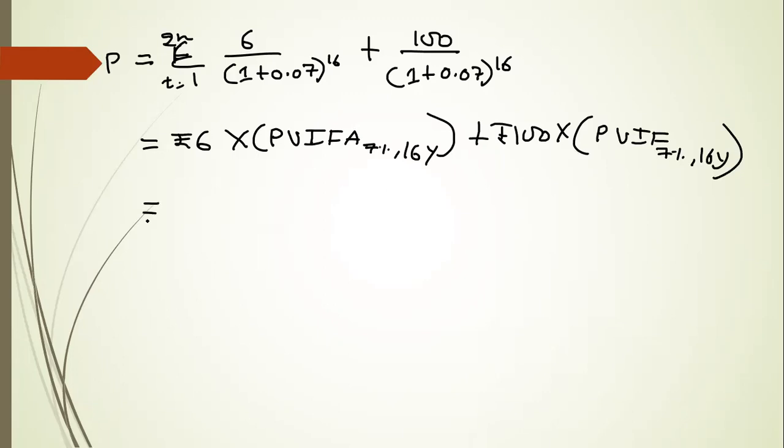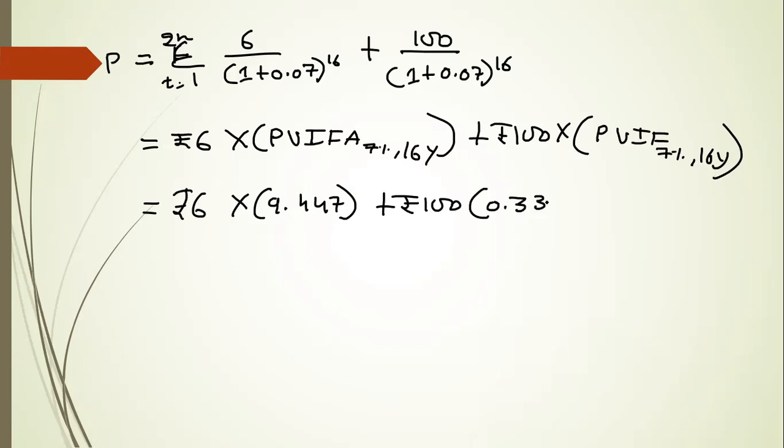So taking the values from the table that I have shown you earlier, 6 into, from the table we get the value, that is 9.447, plus rupees 100 into 0.339, is equal to rupees 90.6. So that is the present value of the bond.